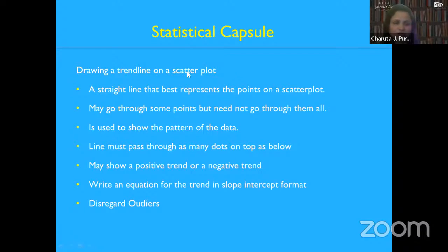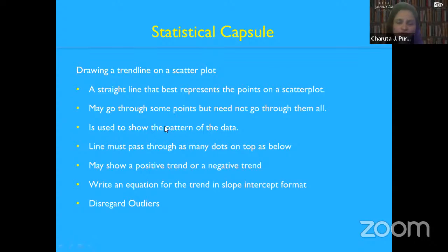So how do you draw a trend line on a scatter plot? Now, the trend line is actually a straight line. We see it very often if you are investing in shares. It's a straight line that best represents the points. It may go through some, but need not go through all the points.